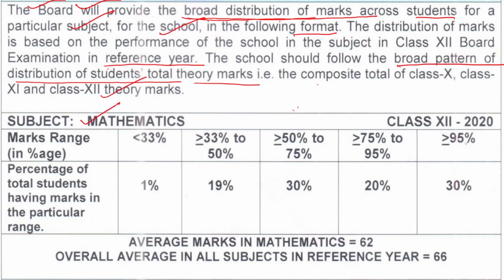For example, mathematics marks for class 12 2020. This is the reference year mark. The range of students who come below 33% is 1%. From 33 to 50%, 19%. 50 to 75%, 30%. 75 to 95%, 20% of students. 95% or above, 30% of students. This broad pattern and distribution of students' total theory marks should be followed properly.